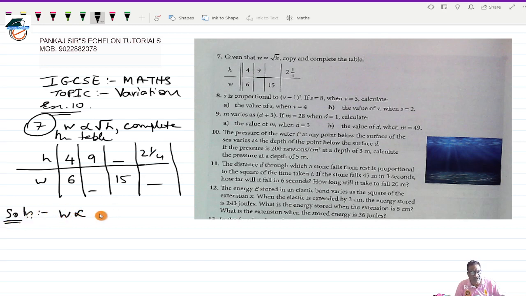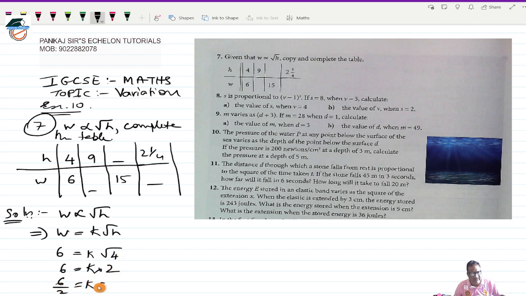Suppose W is directly proportional to square root of H. This implies that W is equal to K times square root of H. Now, we'll take the help of the one set of values of H and W which is given. When H is equal to 4, I'll put here square root of 4, here I'll keep K, and W is equal to 6. So 6 equals K times square root of 4, and square root of 4 is 2. This gives 6 upon 2 equal to K, which is equal to 3. So K is equal to 3.